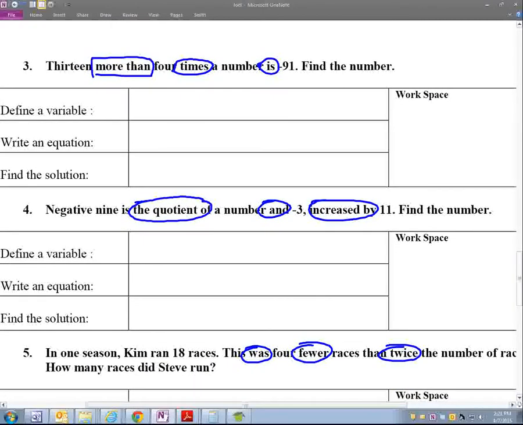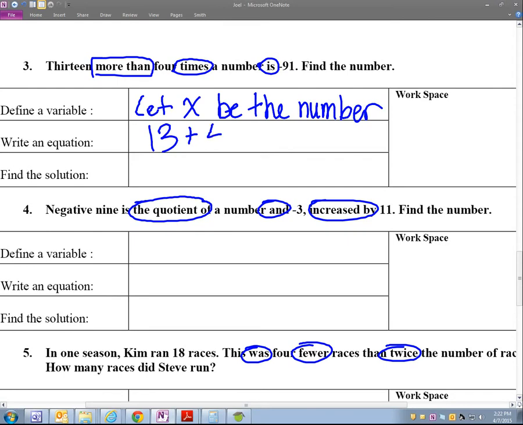Now for this one, more than. So we have to define the variable. We'll just use x again. Let x be the number. We have 13 more than, and it can go that way because of the commutative property of addition. 4 times x, 4 times the number, is the opposite of 91.